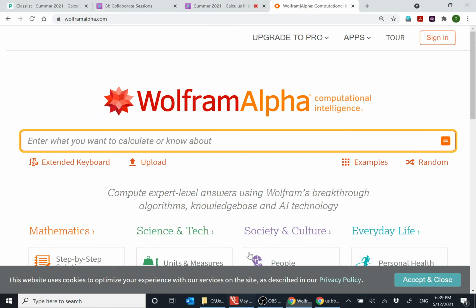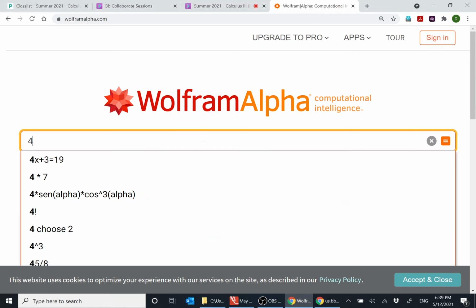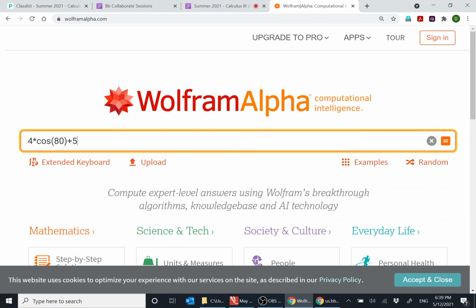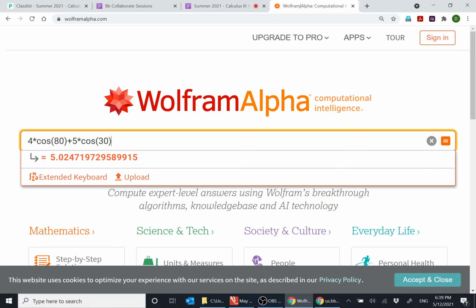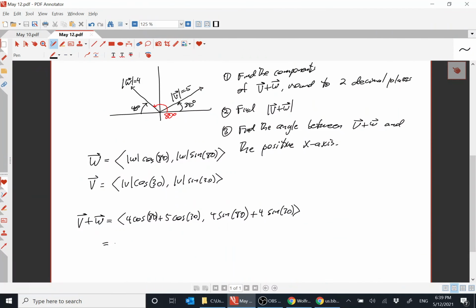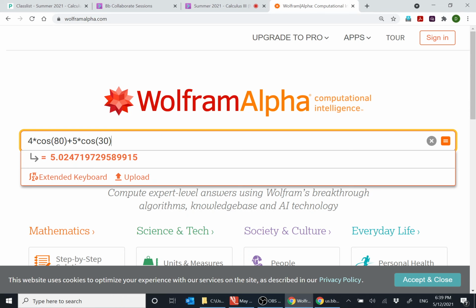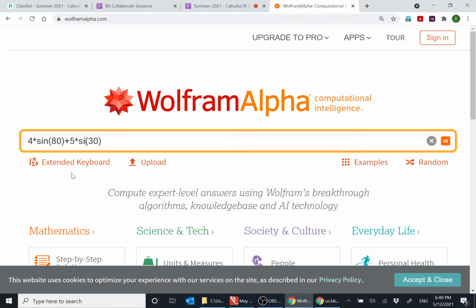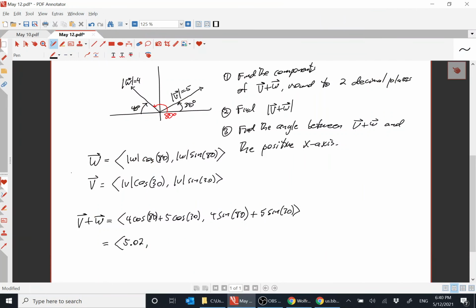So 4 cosine 80 plus 5 cosine 30. All right, so 5.02. We'll round to 2 decimal places. Oops, this one was supposed to be a 5, isn't it? Yeah. And then the y coordinate is the same as this, just with sines. 6.44, we'll say.